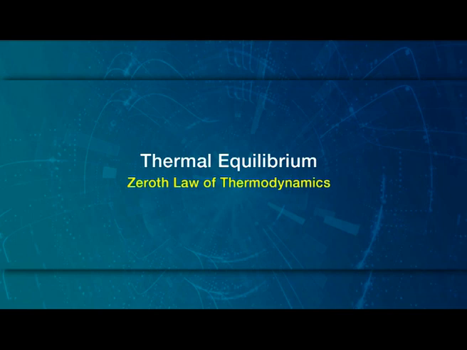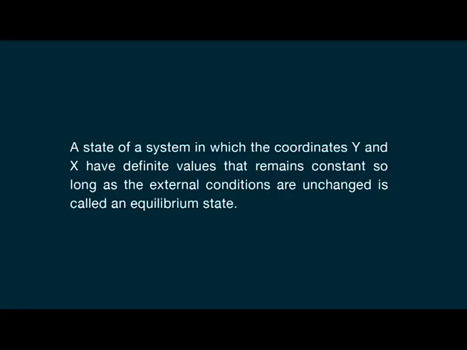Thermal equilibrium and the zeroth law of thermodynamics. Here comes the zeroth law of thermodynamics. In order to describe the zeroth law, we have to consider a system of constant mass and composition, each requiring only one pair of independent coordinates for its description. Here we use the symbols y and x for a pair of independent coordinates. A state of a system in which the coordinates y and x have definite values that remain constant so long as the external conditions are unchanged is called an equilibrium state.